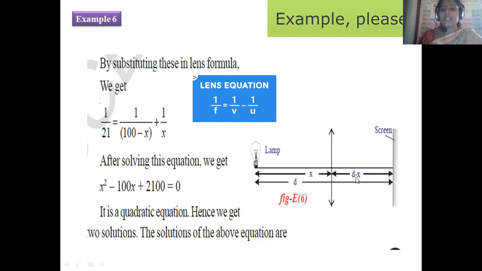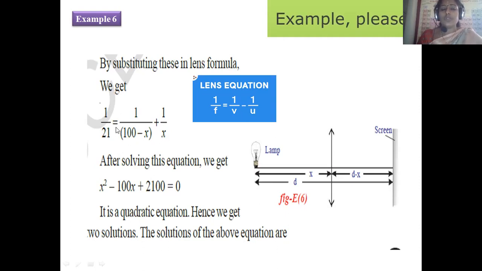And this v value is given as d minus x. D is nothing but the distance; the entire distance is 100, so 100 minus x can be taken. So here, minus 1 by u. The u value is taken as minus x in terms of sign convention. Minus into minus x will become positive, so that 1 by 21 is equal to 1 by 100 minus x plus 1 by x.